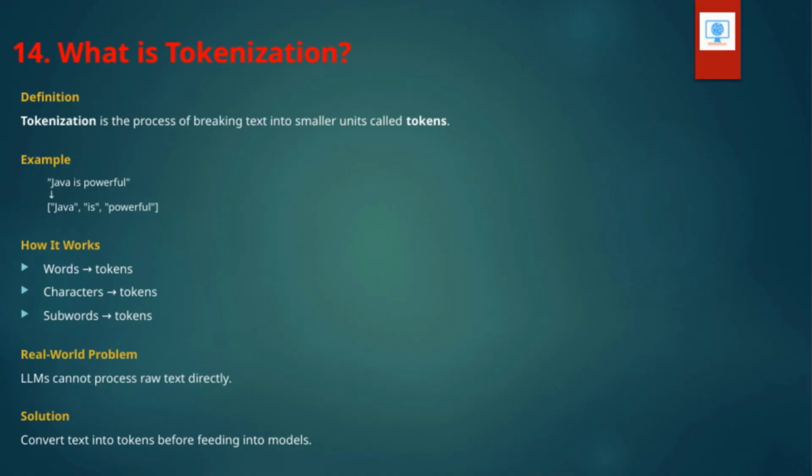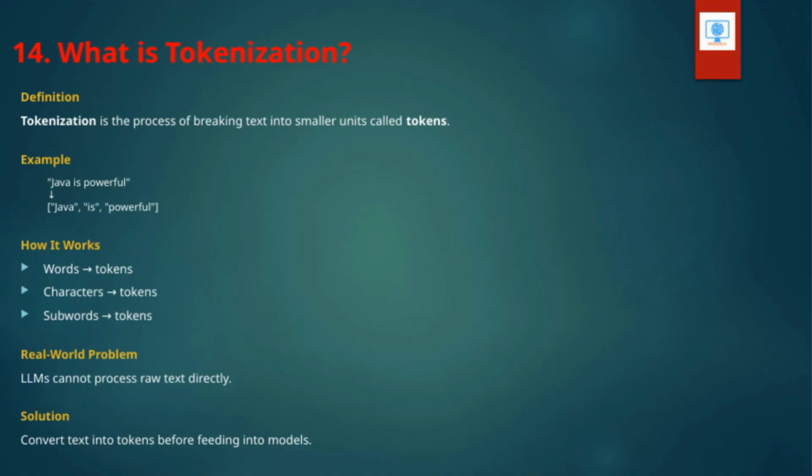Here's an important real-world problem to keep in mind. Large language models, or LLMs, cannot process raw text directly. They need these smaller, structured units to understand and generate language effectively. And the solution? We convert all the text into tokens before feeding it into the models. This step ensures that the models can interpret and work with the data efficiently, ultimately improving their performance.